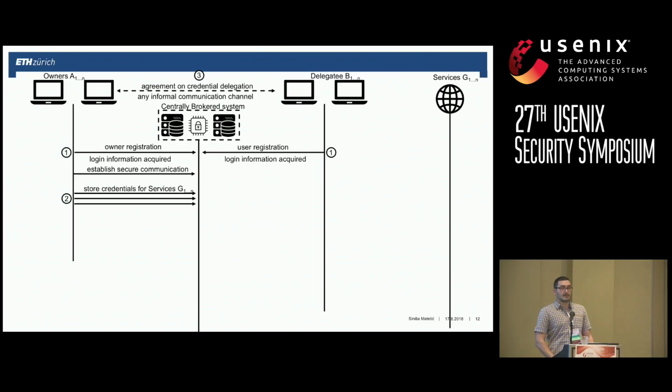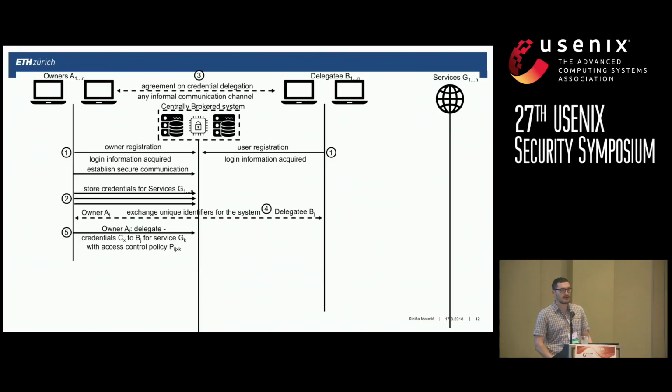Now, if the owner and the delegatee know each other, they can use any informal communication channel to exchange relationships and say, I want to delegate you my account for this, I want to delegate an account for that, and these are going to be the rules. After that, they exchange the unique identifiers for the system, and then the owner can create a delegation relationship, which means saying, please delegate these credentials to this specific delegatee under this access control policy. And that's it. The owner can disconnect and go on.